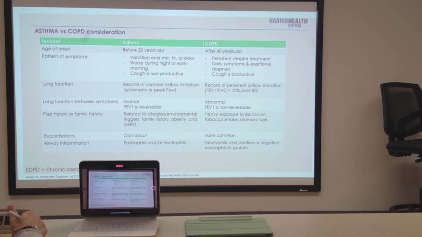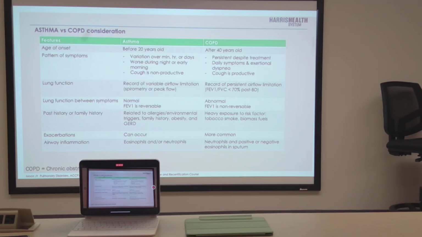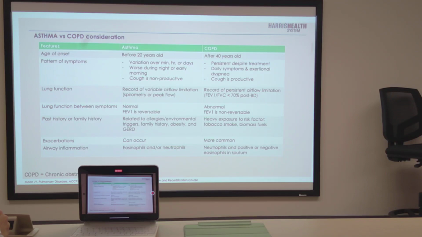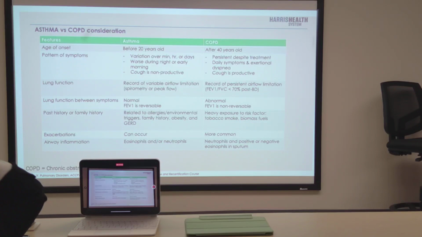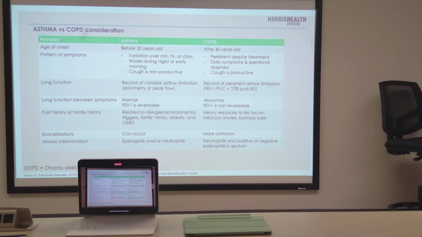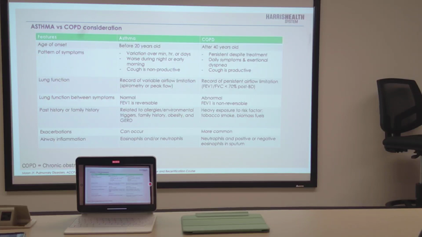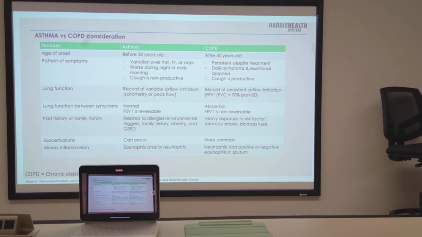Some of the patterns of symptoms: with asthma, it usually occurs over minutes, hours, or days, versus COPD, where symptoms are very persistent. The symptoms are also worse at nighttime or early in the morning for asthma. And those who do have cough, it tends to be more non-productive, versus someone who has COPD, which tends to present as a productive cough. Lung function, as I've already mentioned, you'll see the difference in terms of their reversibility in their FEV1. And then past history or family history: usually asthma is triggered by allergies, environmental triggers, family history, obesity, GERD. Versus COPD, there's usually a heavier exposure to risk factors such as tobacco smoking.